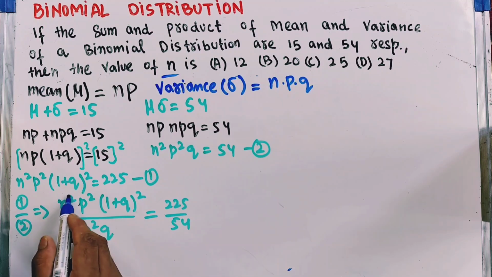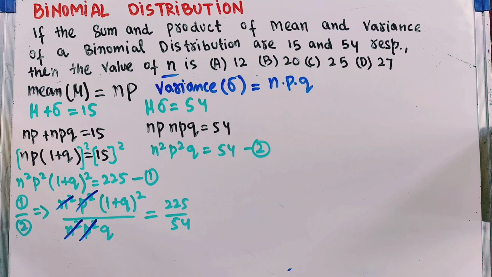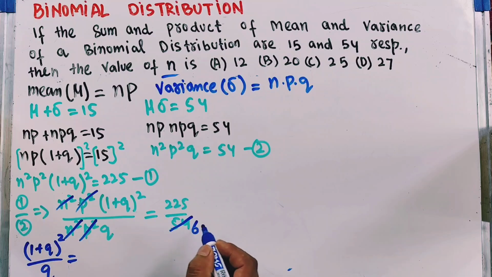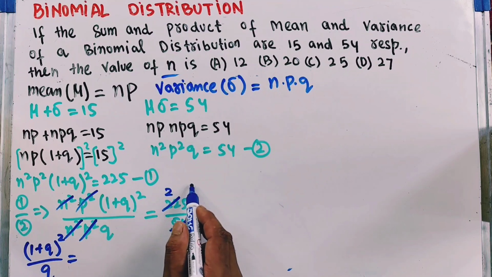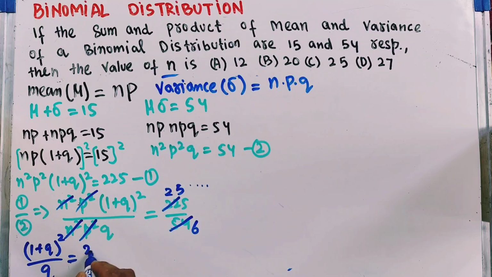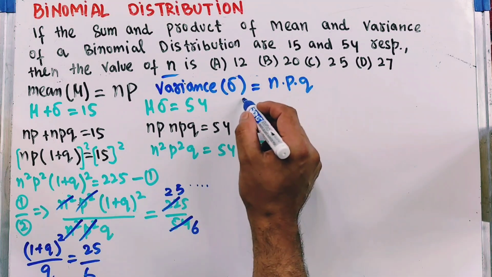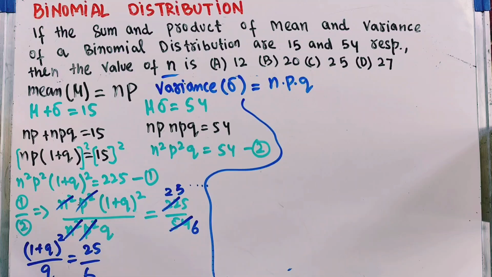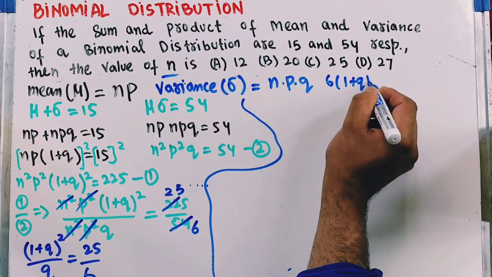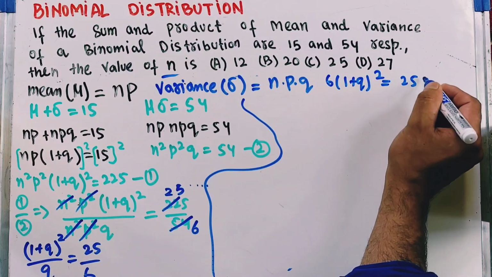Further solving, n square p square gets cancelled. We are left with (1 plus q) whole square upon q is equal to 225 upon 54. Both are divisible by 9. 9 6s are 54, 9 25s are 225. So we will get 25 upon 6. Cross multiplying, we will get 6 times (1 plus q) whole square is equal to 25 times q.